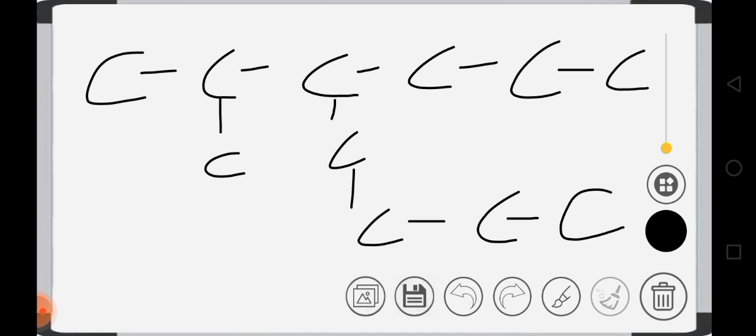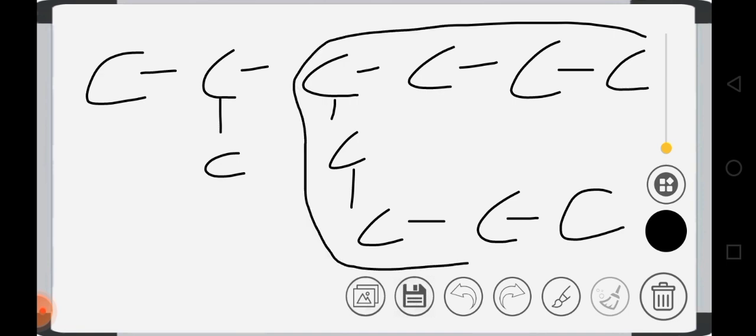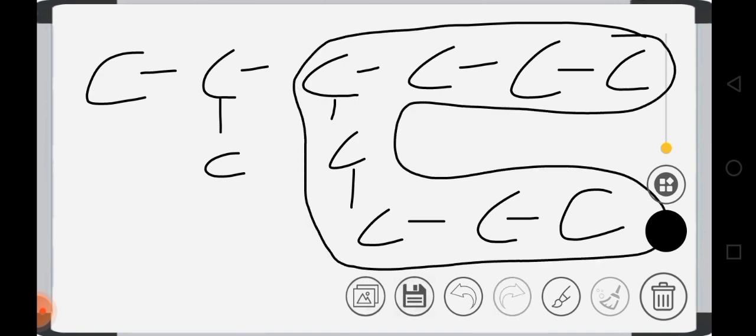The longest continuous chain will be the parent name of that compound. Then the next thing, after you have counted it, we are having something like this. This is the chain. Anything not along with this chain is called a substituent. So this one now will become a substituent.